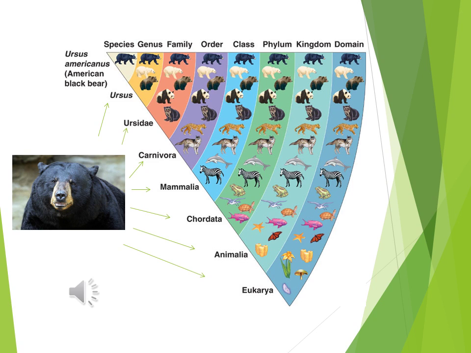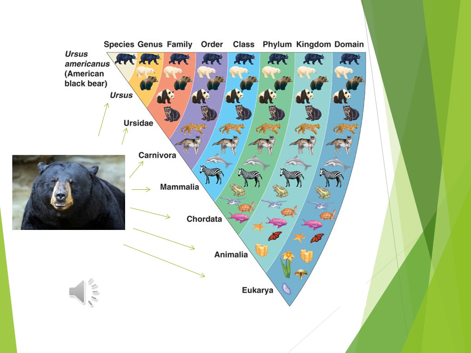In this example, we are going to note the taxonomic classification of the American black bear. It belongs to the domain Eukarya, kingdom Animalia, phylum Chordata. It is related with the vertebrate animals. There are 5 classes in the phylum Chordata: mammals, birds, reptiles, amphibians, and fish. But our animal is a bear, he is a mammal.